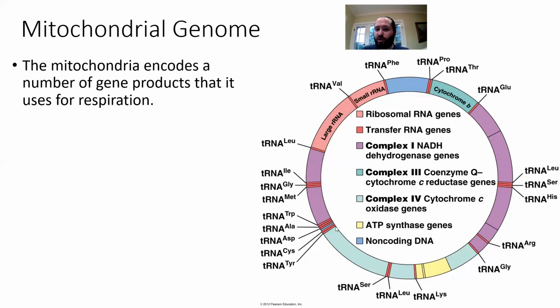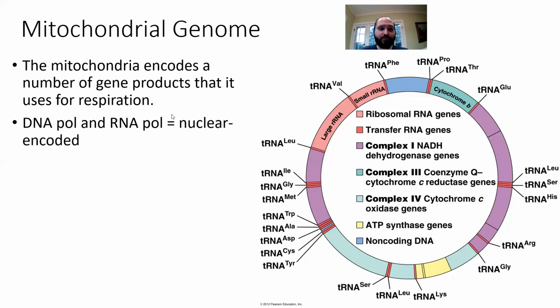So I like to include this because we hear about the mitochondrial DNA in terms of genetics, but we don't really think about what's actually on that mitochondrial DNA. So mitochondria encodes a number of gene products that it uses for respiration. Now, it doesn't have its own DNA polymerase and RNA polymerase, so we don't really need to worry about those for the purpose of the MCAT, but if you were curious, its DNA polymerase and RNA polymerase are actually nuclear encoded. So the nucleus will transcribe RNA for the DNA and RNA polymerases, and then we'll translate it in the cytoplasm, and we'll send it to the mitochondria so that they can replicate their DNA or they can transcribe their genes.